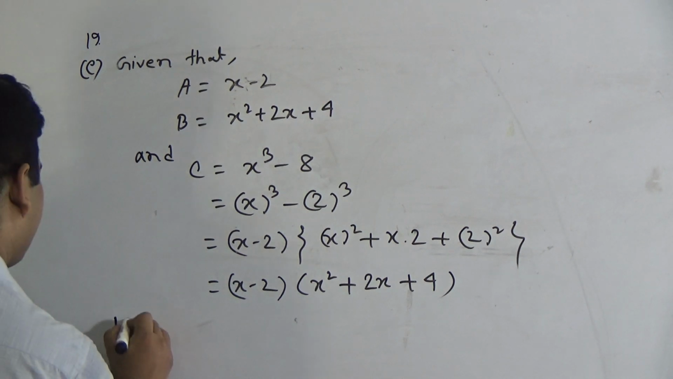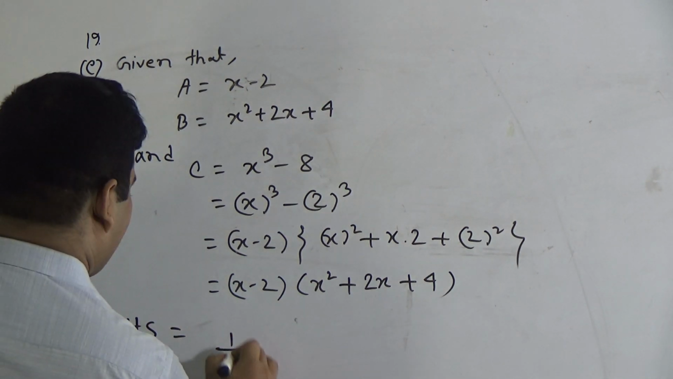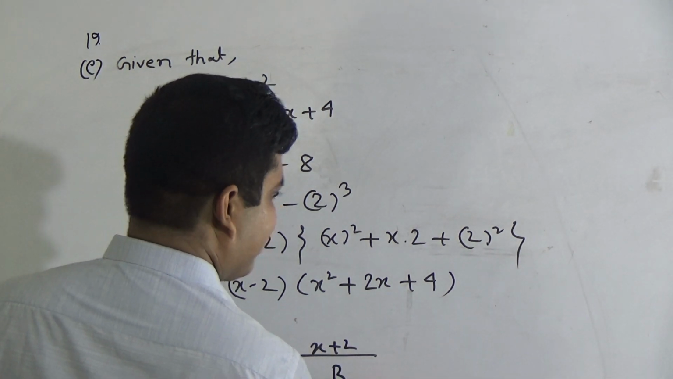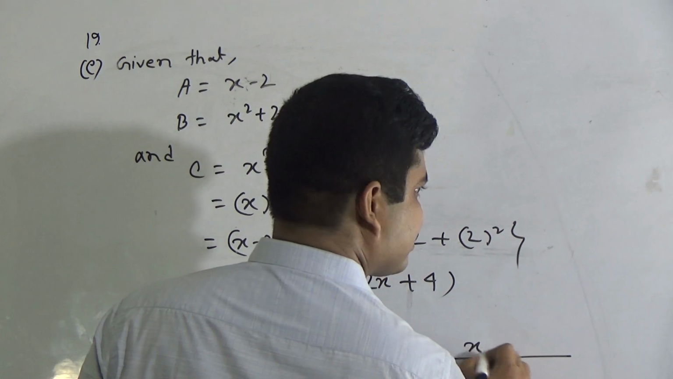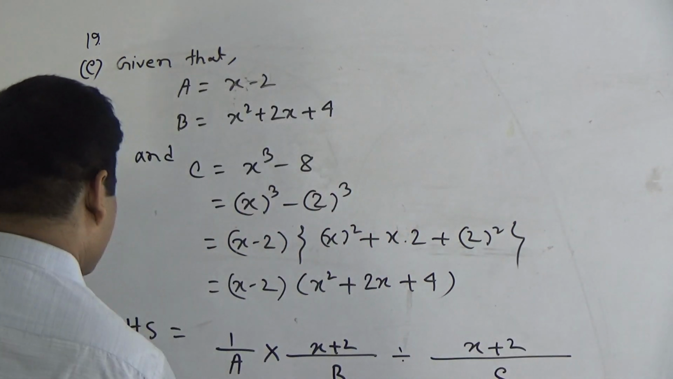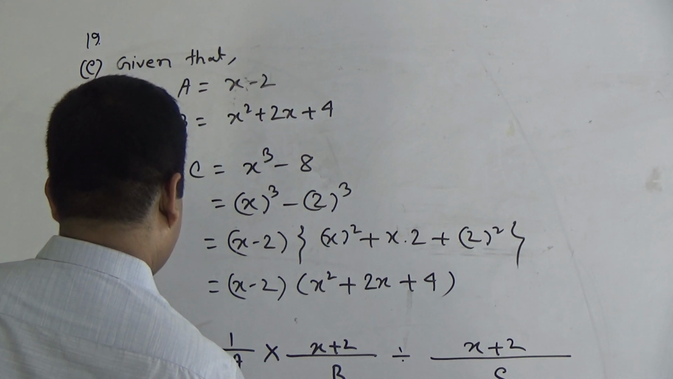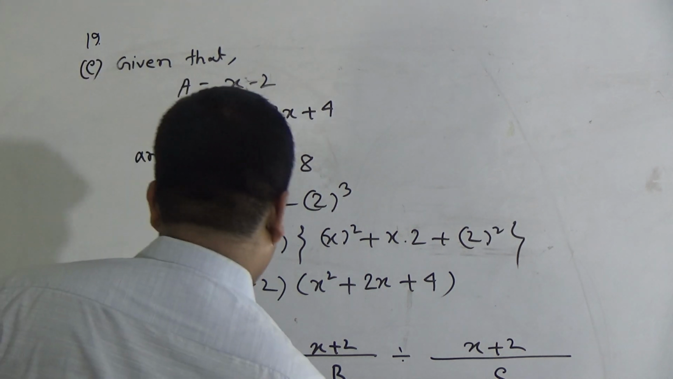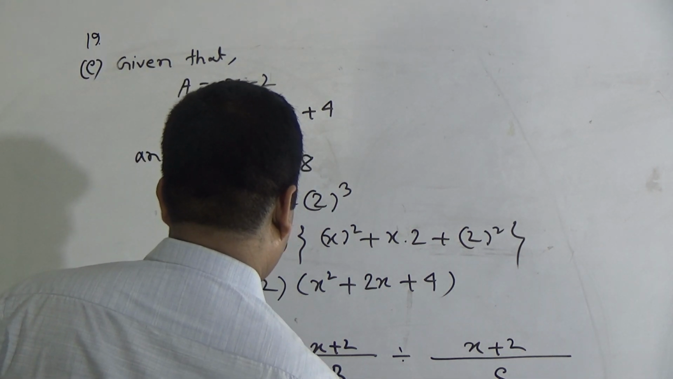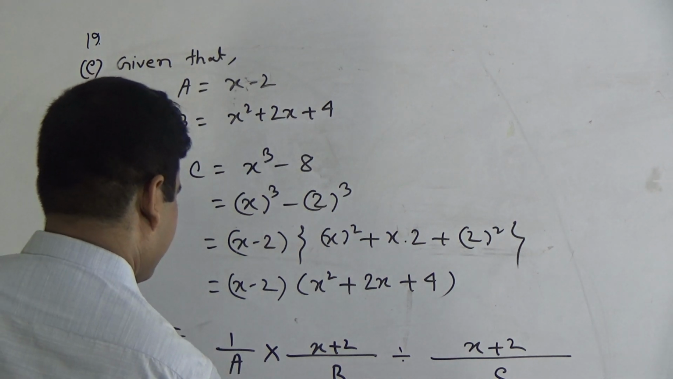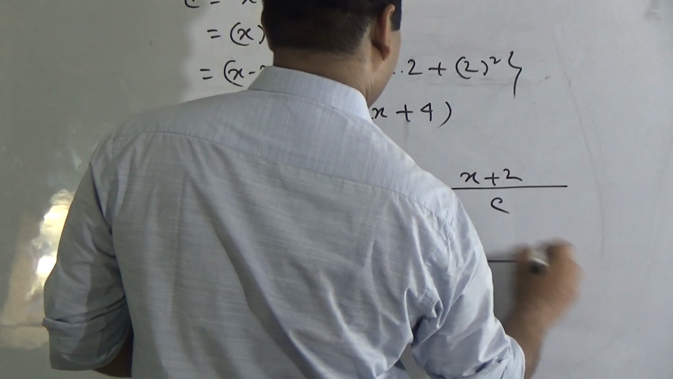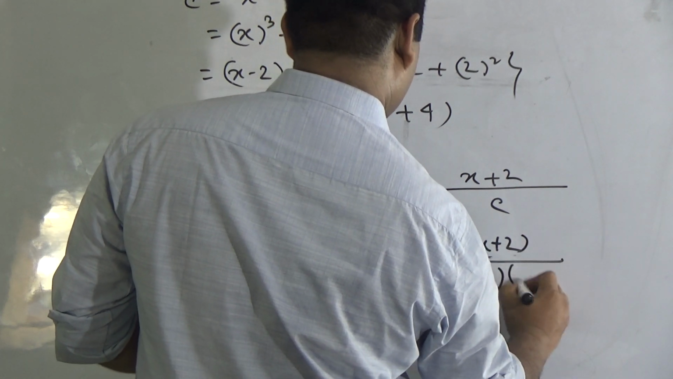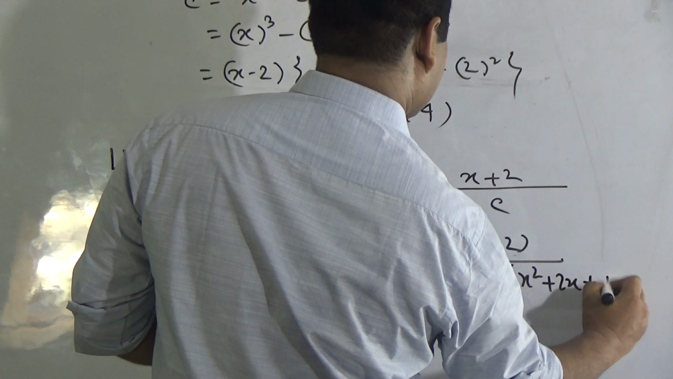Now we do left hand side. Left hand side is 1 by A multiply x plus 2 by B divided by x plus 2 by C. So 1 by A means x minus 2 multiply x plus 2, B means x square plus twice x plus 4. We do bracket and divided by x plus 2, and what is the value of C? It is x minus 2 into x square plus twice x plus 4.